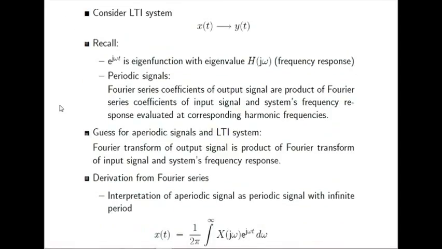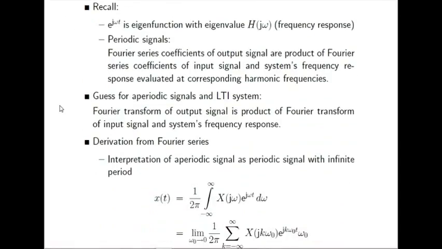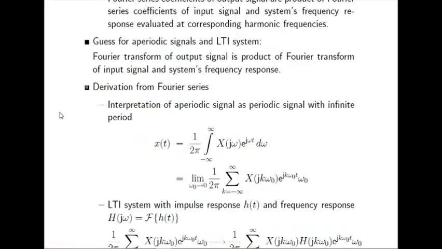Now let's see the derivation of this. We are deriving it from the Fourier series. For this, we interpret an aperiodic signal as a periodic signal with infinite period. This was the inverse Fourier transform formula. To make it periodic, I take the time period tending to infinity, which implies that omega naught tends to 0. So I can rewrite this equation in this manner.